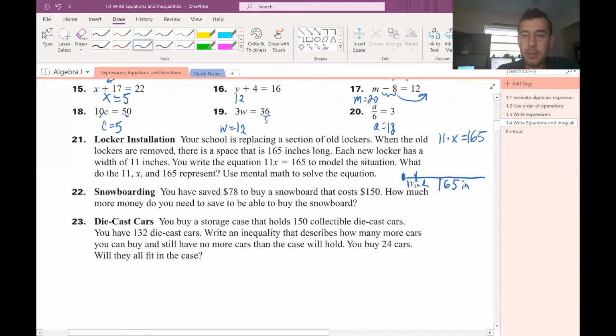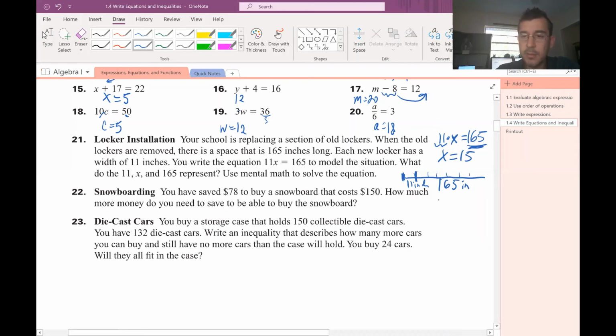11 represents the width of one locker. X represents the number of lockers, and then 165 represents the width of the whole space. So yeah, and then we use mental math to solve the equation. 11 times which number is 165? It's 15. X is 15. And why? Because 11 times 15 is 165, or 165 divided by 11 is 15.